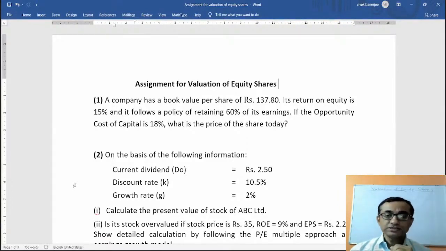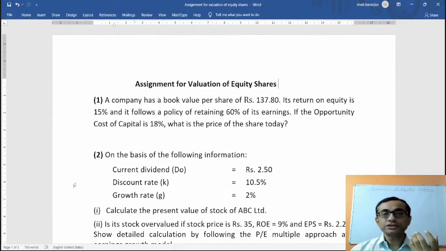Okay, fine. So let us begin this session on valuation of equity shares, practical problems today. Now, let us look at this first question. First, understand this question, and we will then solve it. The question is, a company has a book value per share of 137.80. Its return on equity is 15%, and it follows a policy of retaining 60% of its earning.